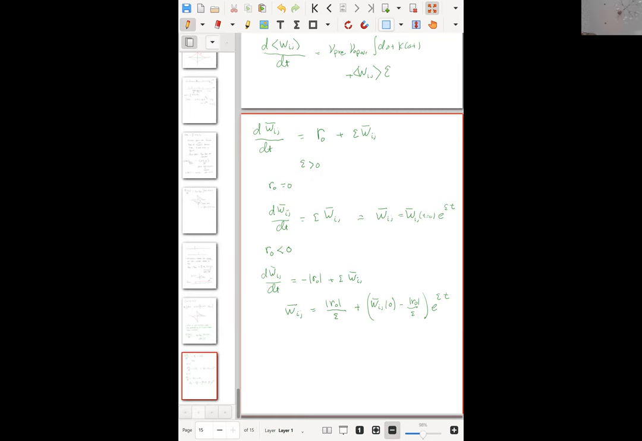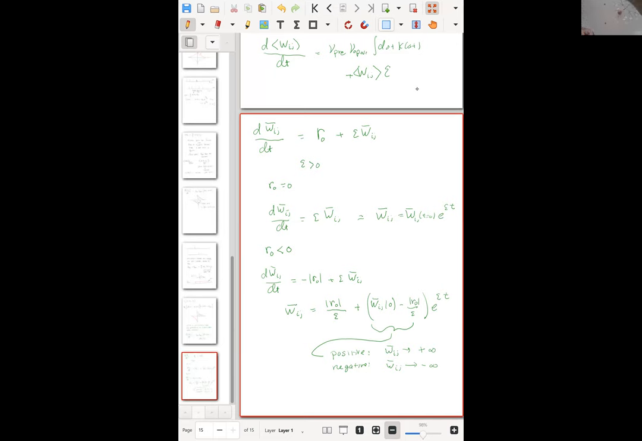And now we can write this, and so now we see the sign of this term matters. If this term is positive, Wij bar goes to plus infinity. If it's negative, Wij bar goes to minus infinity. Okay. Which seems kind of bad, but it can have its advantages.